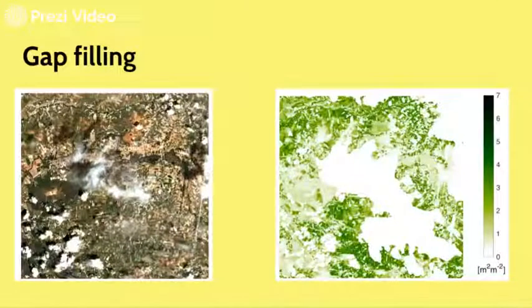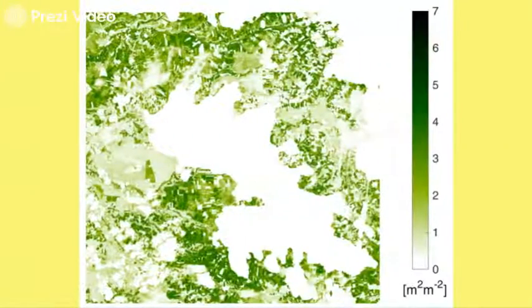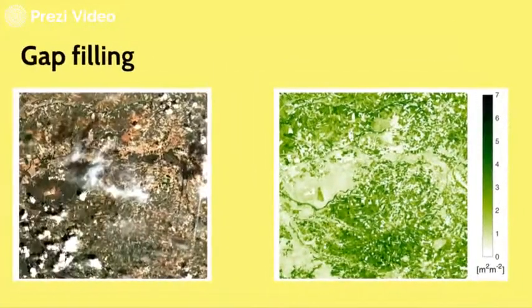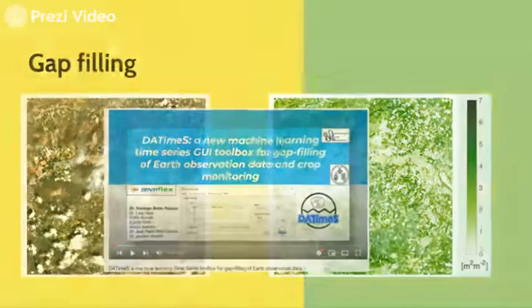This is a preparation. But what might happen is that clouds, the enemies of remote sensing, cover some part of the scene. As a result, the analysis will be missing in that area. But luckily, there are tools that allow us to gap fill the images like that. These tools, for example, machine learning tools from Daytime S toolbox.